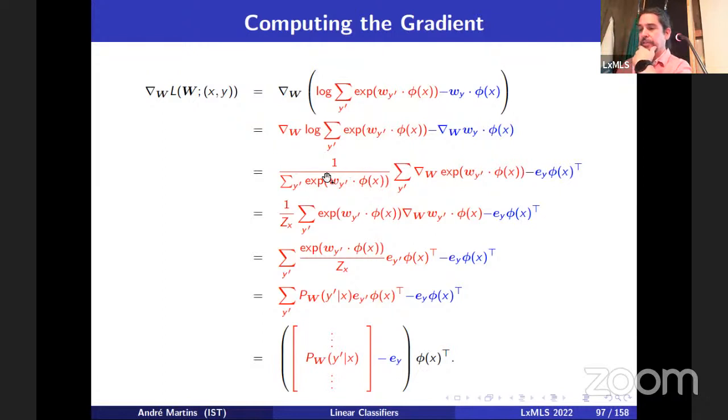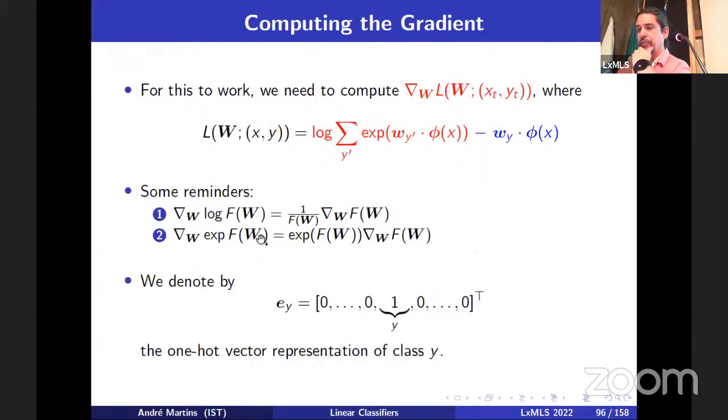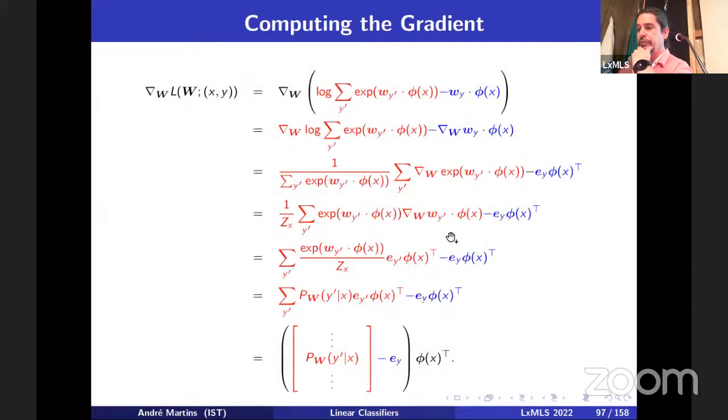So if we keep going, we still need to work out this gradient here. We can also notice that the sum of the exponentials is exactly what we called Z_x before. So this part here is just 1 divided by Z_x. And now this part here involves computing the gradient of this exponential here. We can use the formula for the gradient of the exponential, which is the exponential times the gradient of what's inside. If you do that, then we get the exponential here times the gradient of what goes inside.